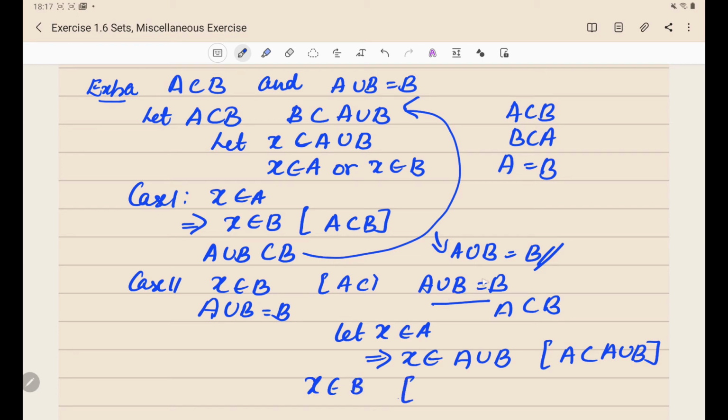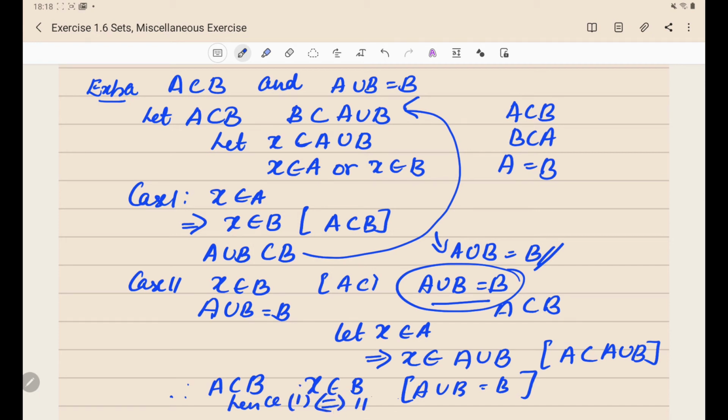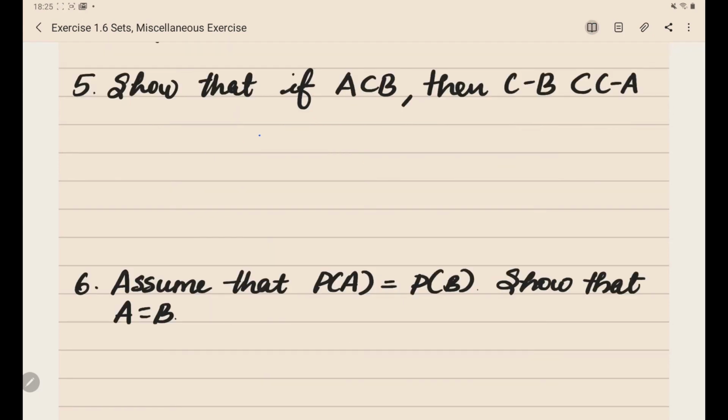Why? Because we already know the condition that A union B is equal to B. So we can write this as x belongs to B also. So A union B is equal to B, and hence x belongs to A and x belongs to B. Therefore A is a subset of B, and hence now we have proved that the first statement is equivalent to the third condition. Okay, so let's solve the fifth problem.